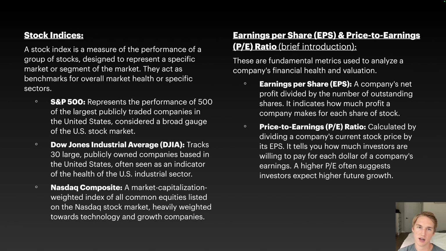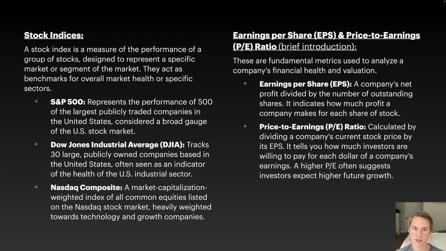The S&P 500 stock index owns the top 500 largest publicly traded companies in the United States. So it's a broad gauge of the United States stock market. The Dow Jones Industrial Average, otherwise known as just the Dow, tracks 30 large publicly owned companies based in the United States, often seen as an indicator of the health of the United States industrial sector. So it's the 30 largest industrial stocks.